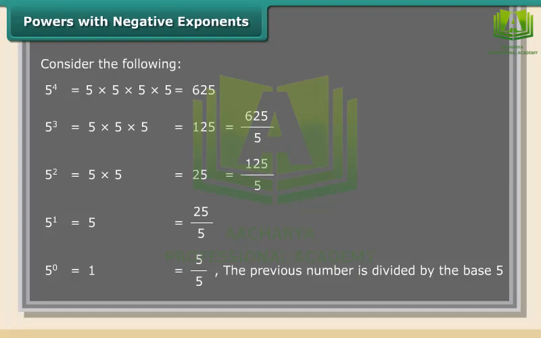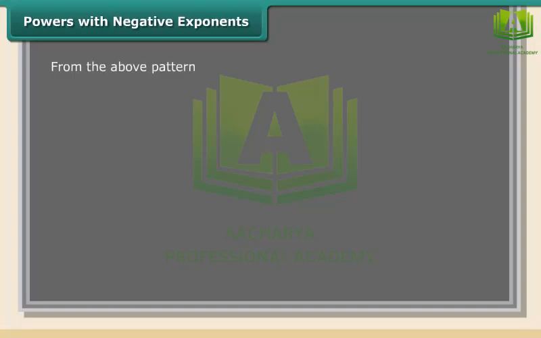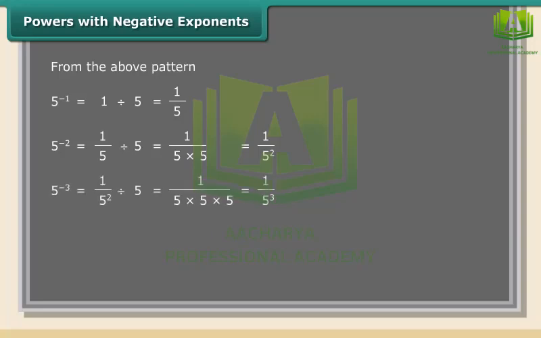Each time, the previous number is divided by the base 5. From the above pattern, 5 raised to the power minus 1 is equal to 1 divided by 5, which is 1 upon 5. 5 raised to the power minus 2 is equal to 1 upon 5 divided by 5, which is equal to 1 upon 5 × 5, which is equal to 1 upon 5 squared. 5 raised to the power minus 3 is equal to 1 upon 5 squared divided by 5, which is equal to 1 upon 5 × 5 × 5, which is equal to 1 upon 5 cubed.